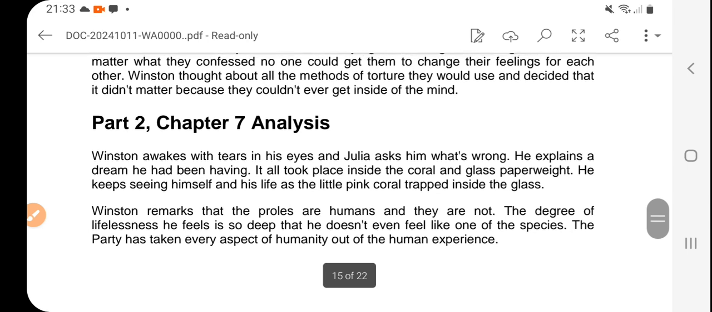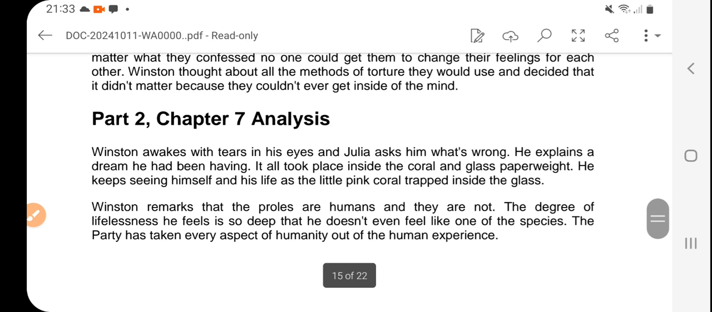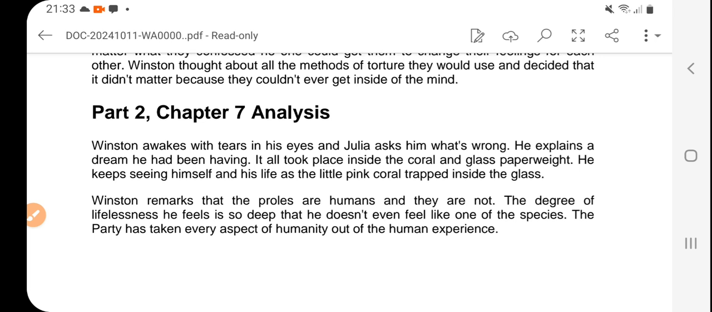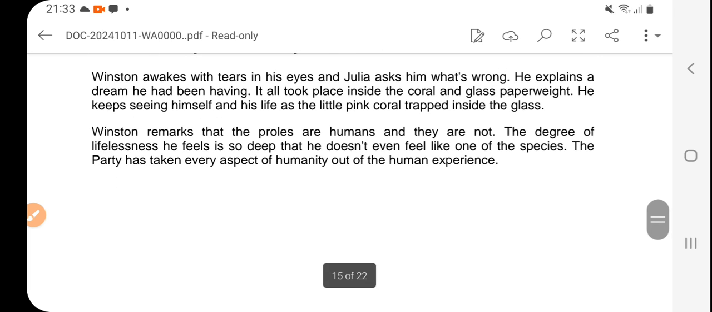Winston thought about all the methods of torture they would use and decided that it did not matter because they couldn't ever get inside the mind. So they are quite aware of it. Then Winston awakes with tears in his eyes, and Julia asks him what's wrong. He explains the dream he had been having.